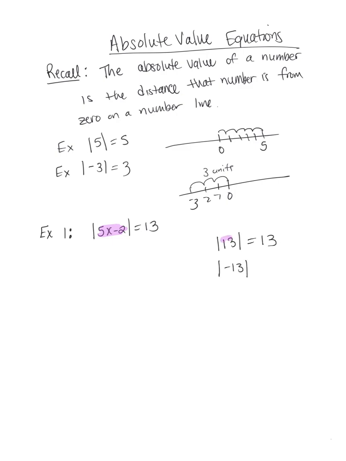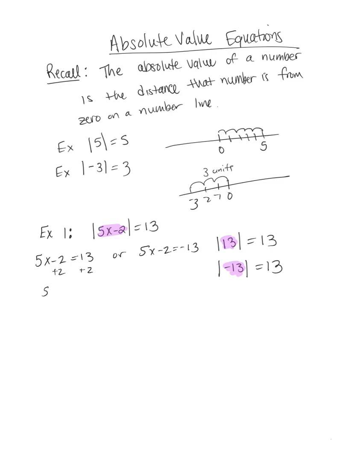And again, I'm just going to highlight this so that you can see. There's two ways for us to get an absolute value of 13. Either 5x minus 2 can be positive 13, or 5x minus 2 could be negative 13, because the absolute value of both those equals 13. So we're going to put that together. We're going to say that either 5x minus 2 equals 13, or 5x minus 2 equals negative 13. And you simply solve those two equations.